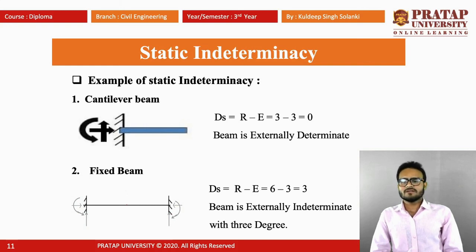Second example, fixed beam. A fixed beam has fixed reactions: one end has 3 reactions and the other end has 3 reactions. It means the total number of reactions is equal to 6. The value of R is equal to 6 and the number of equilibrium equations available is 3. The difference between R and E is equal to 3. It means the beam is externally indeterminate to the 3rd degree. DS is equal to 3.